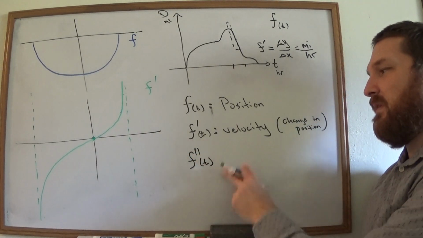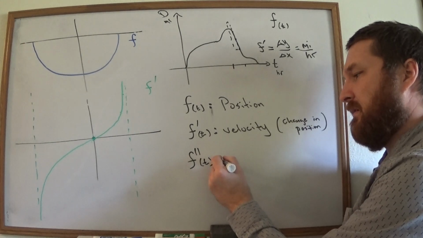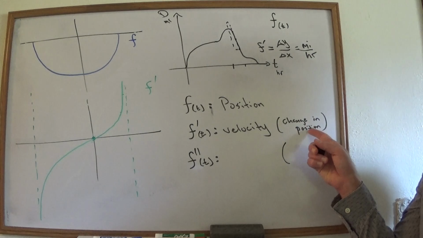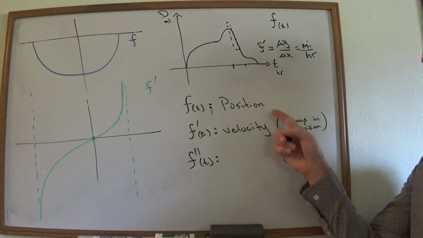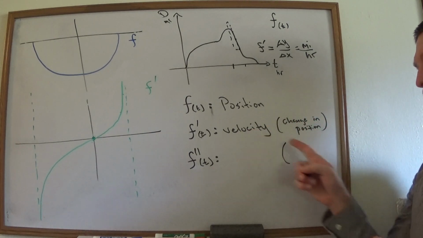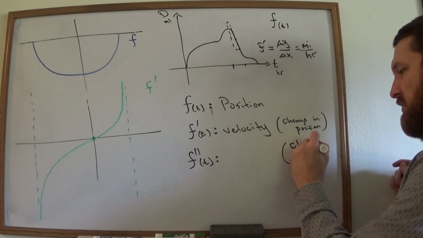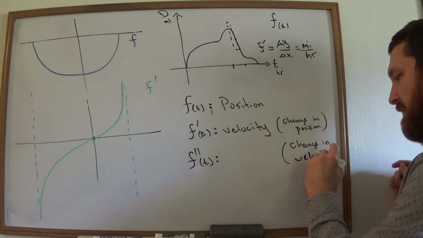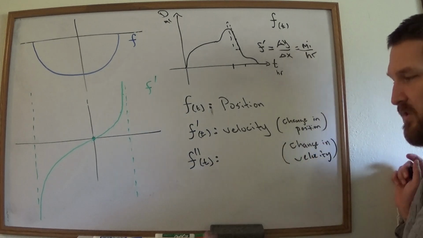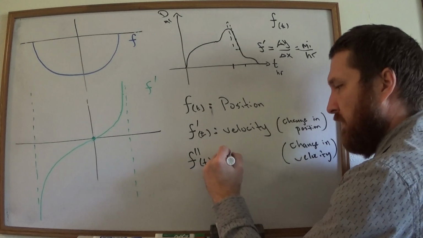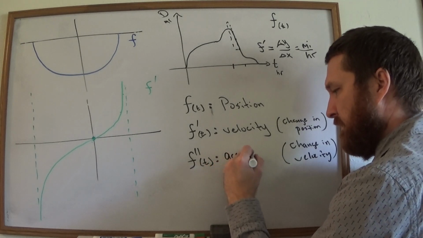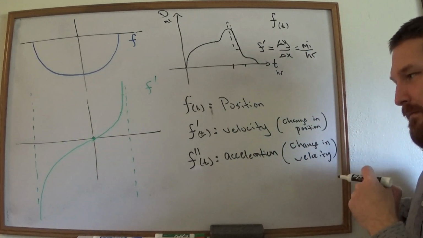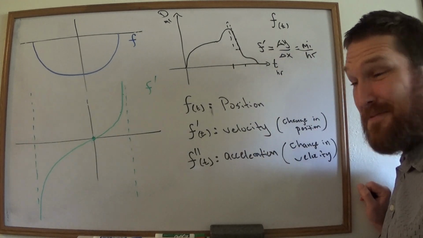In other words, the derivative of the velocity. Well, if this derivative is a change in the previous function, this derivative must be a change in that previous function, so it would be a change in velocity. What's a change in velocity? We call that acceleration. Can we take another derivative? Of course we can, right?